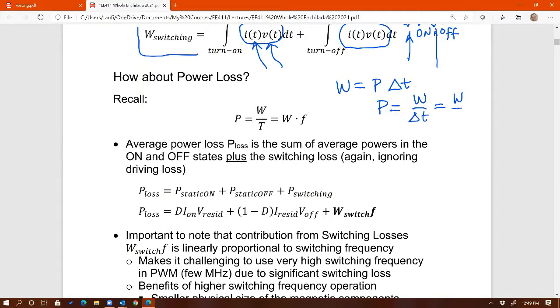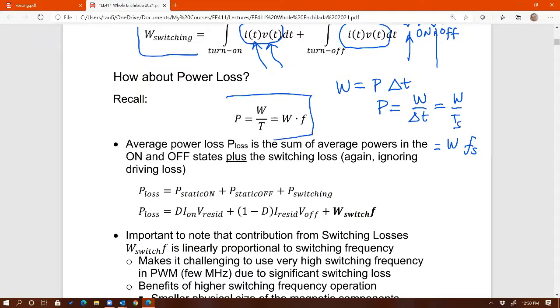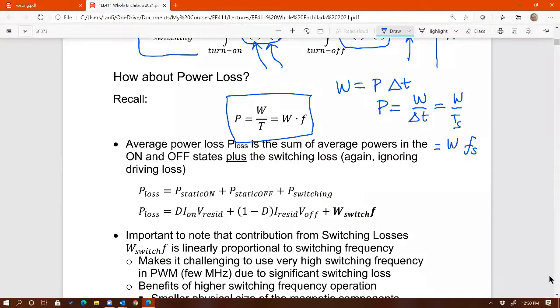So that's going to be T switching, right? So then we know that frequency is the inverse of the period. So therefore, this is the same as the inverse of switching frequency. That's the reason why I have this equation right there, right? So for power loss, both for static and switching, it's just a matter of multiplying by frequency or dividing the energy by time. So either you divide the energy equation by time, by the period, or you multiply the energy equation by frequency, either way.